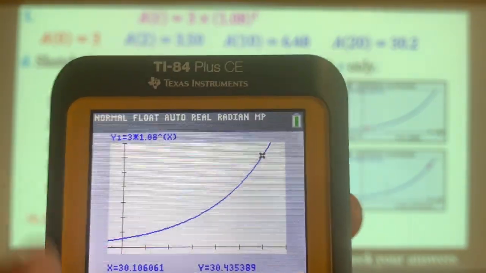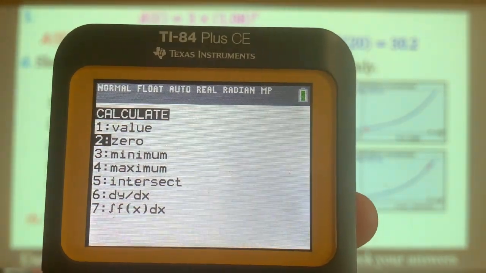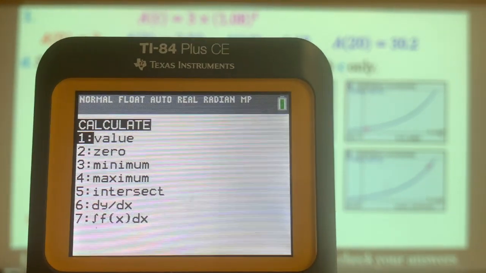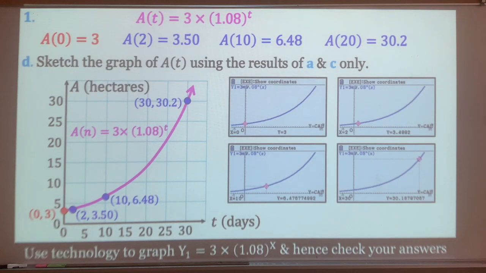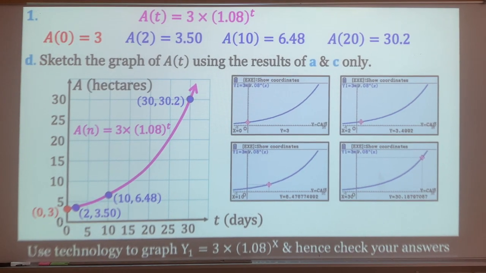All right. Obviously, you can hit other buttons here. I can go to Calc, and I can enter in actual values or zero it out to enter in what x and y are. But we're just estimating. We're just checking our answer. We don't have to get super crazy here. So the trace button is just a good way to check your answer.